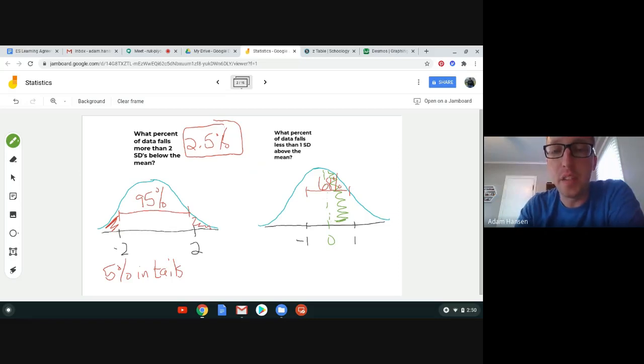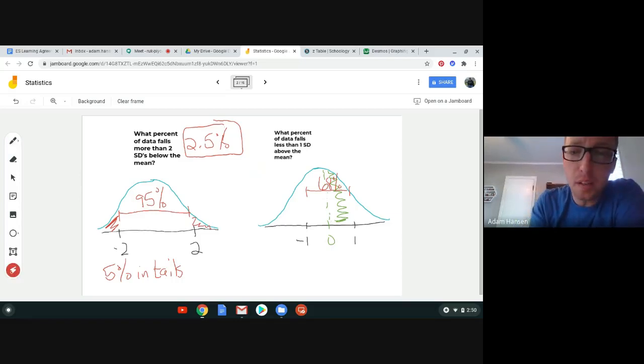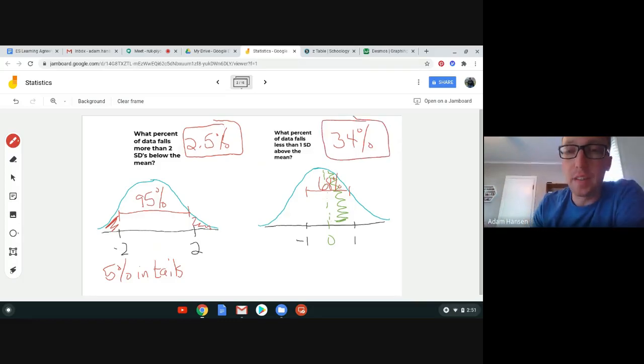Less than one standard deviation above the mean. It has to be above the mean and no more than one standard deviation from the mean. So this area that's shaded in green between 0 and 1 standard deviation above the mean. Well, if within one standard deviation lies 68%, one standard deviation above would be half of that. Half of 68%, or 34% for our final answer. We're just kind of slicing and dicing the 68, 95, 99.7% empirical rule.